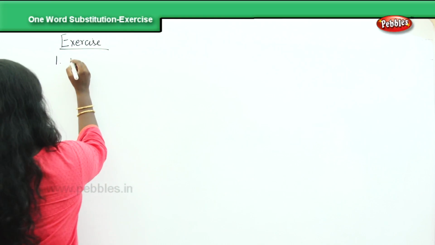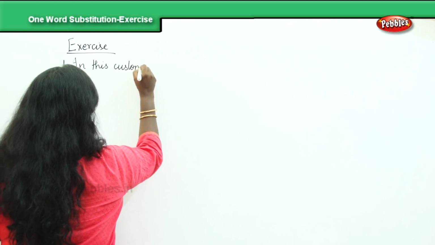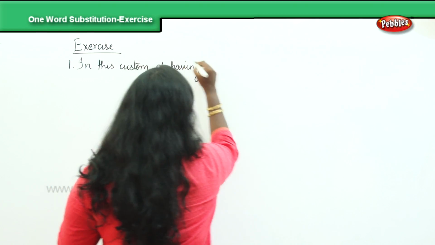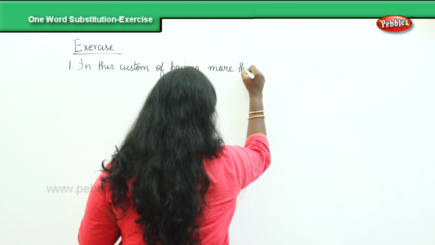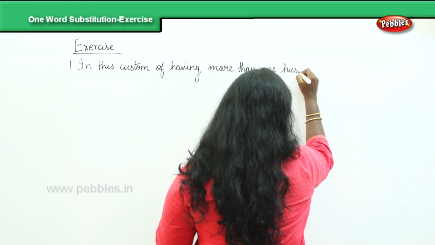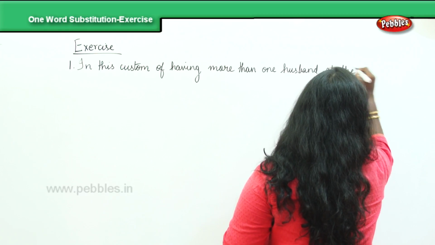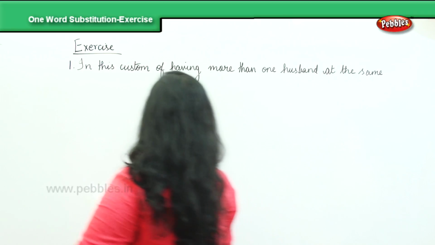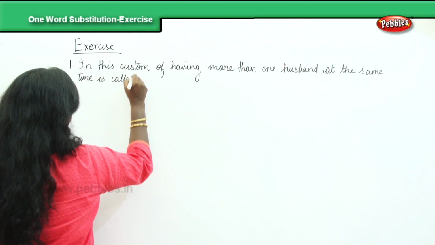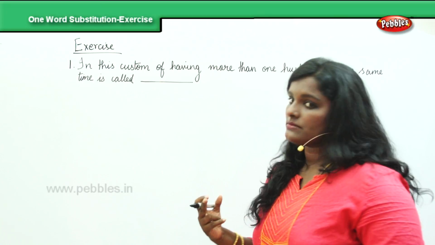Okay, the first sentence is going to be like this. In this custom of having more than one husband at the same time is called dash. Okay, having more than one husband at the same time is called dash.